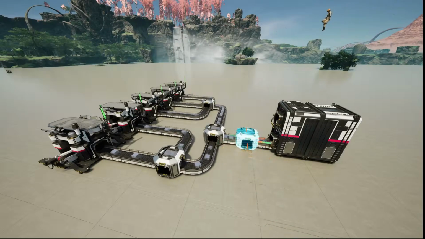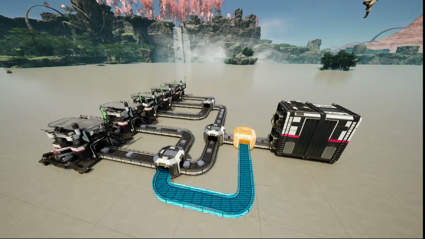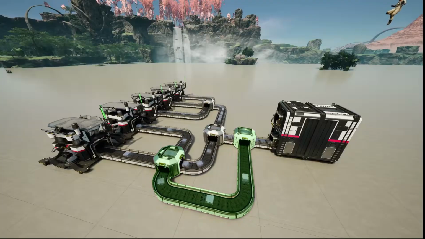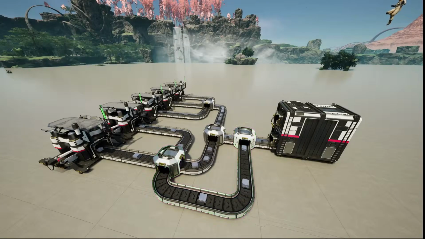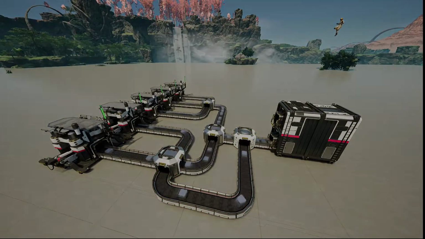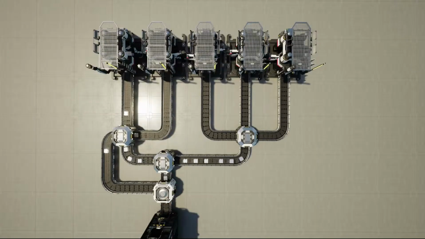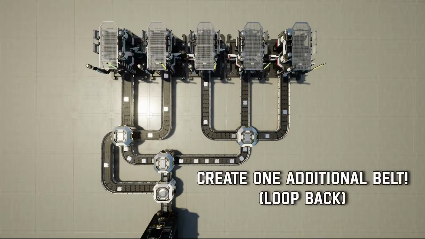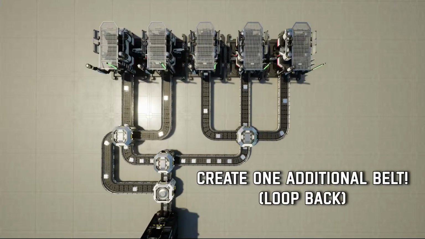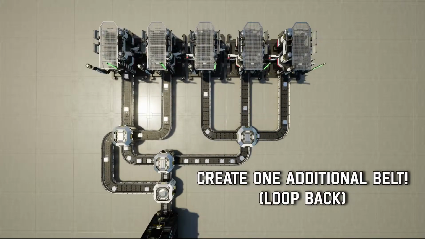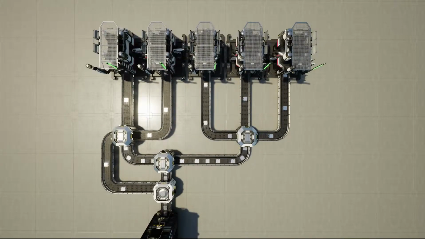For a 5-machine setup, as you see here, we actually designed for 6 outputs. Then that 6th output is the loopback that comes back into the beginning. Essentially, we're building one extra belt for a number of machines that aren't multiples of 2 or 3. So for 7 we build 8, and for 8 we build 9, and so on and so forth. But they won't work properly.